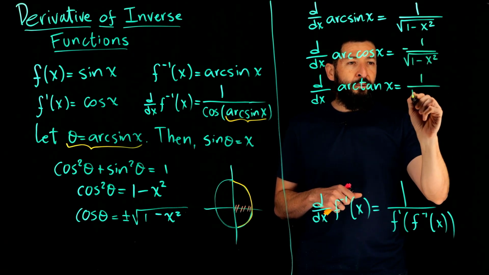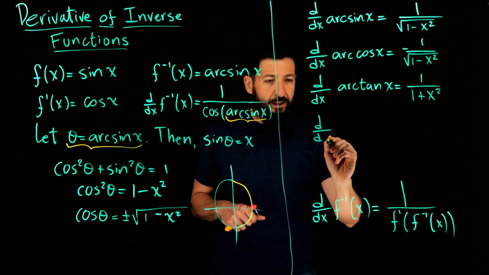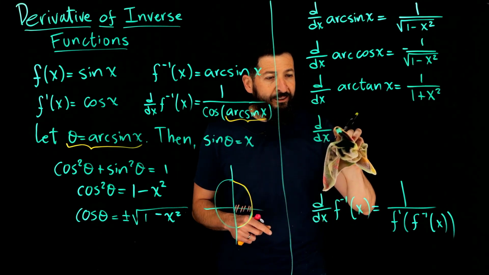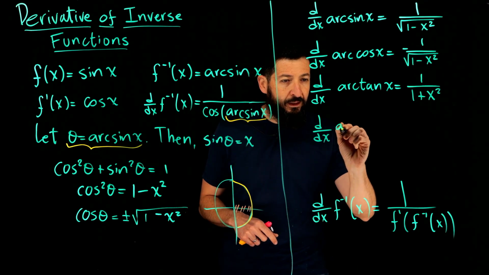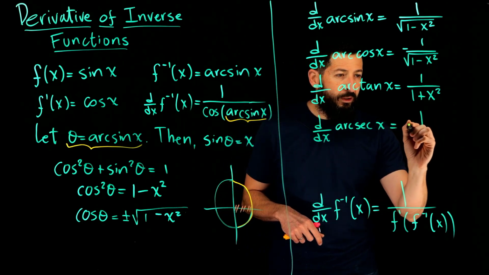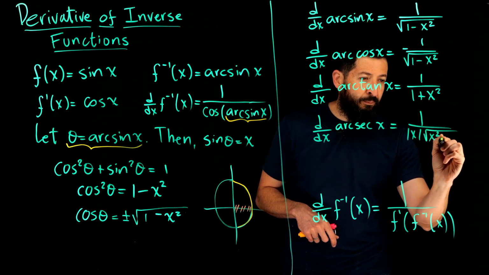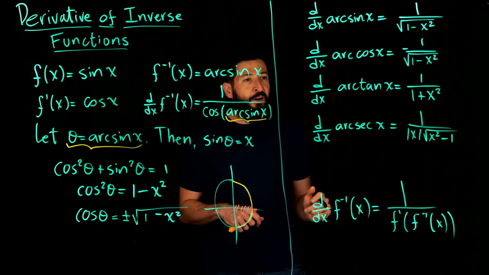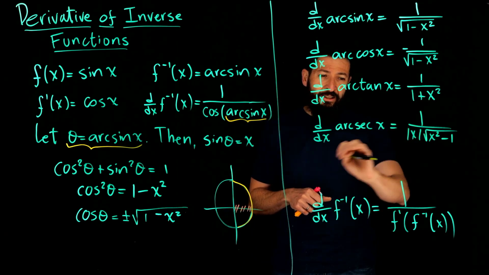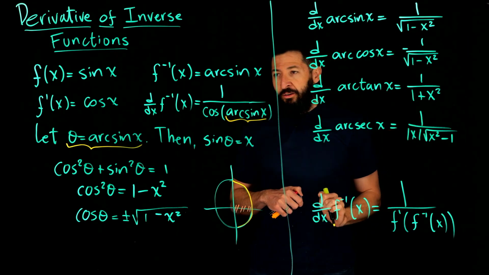And this one's going to be 1 over 1 plus x squared. We also need the derivative of the arcsecant, which is going to be 1 over the absolute value of x, and then times the square root of x squared minus 1. Our cosecant would be the negative of this, and our cotangent would be the negative of the arctangent. Kind of don't have room to write them. Let's use this instead, and the other ones you can just look in your book.